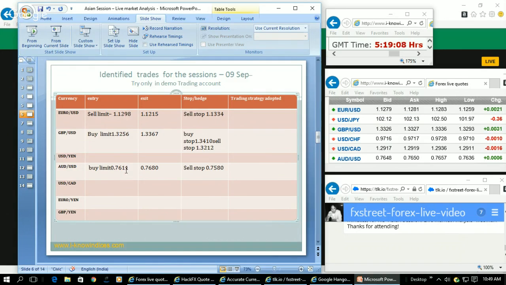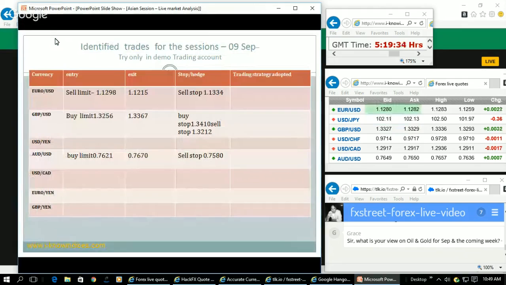Similarly, in the case of the Australian dollar, 76.21, when they make a downward stop we can take a buy and then close around 76.70 and keep the hedge order at 75.80. So these are all the recommended trades for today. We'll make a note of it.